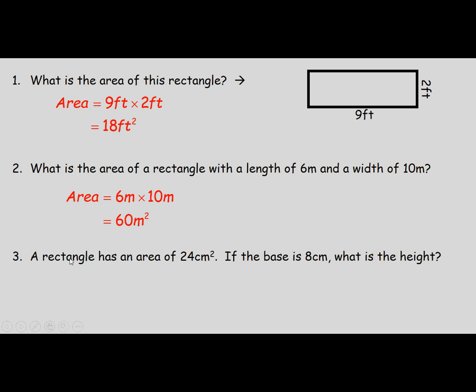Number 3 is backwards. I'm going to tell you the area is 24 square centimeters, and the base is 8, so what's the height? Well, we can still do it the same way. Start with your formula and plug in the numbers you know. The 24 is going to go in for the area, and the 8 for the base, so we're looking for the height. No problem. We've solved problems like this in algebra a whole bunch of times. We're just going to divide both sides by 8 and get that the missing height is 3.